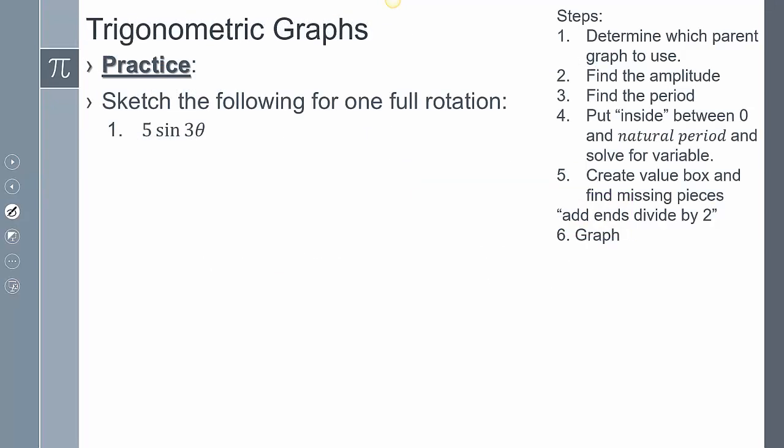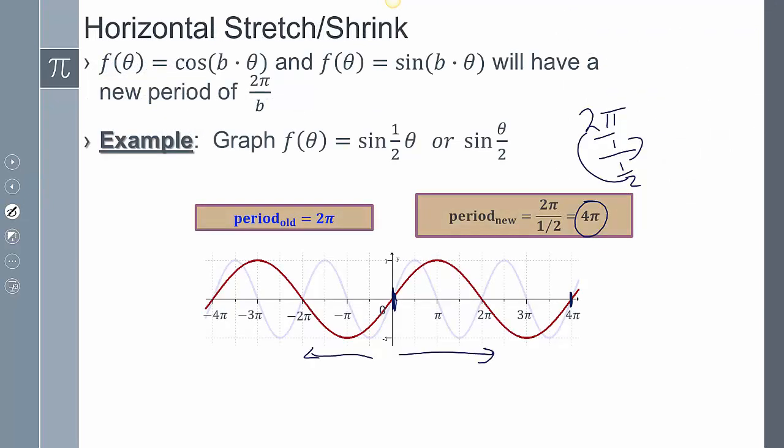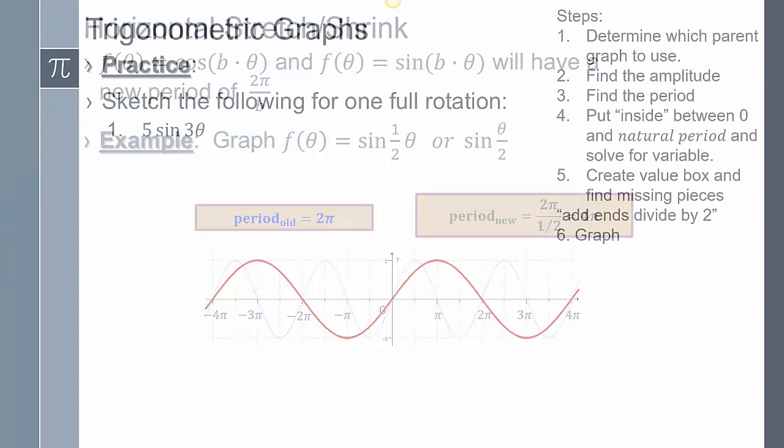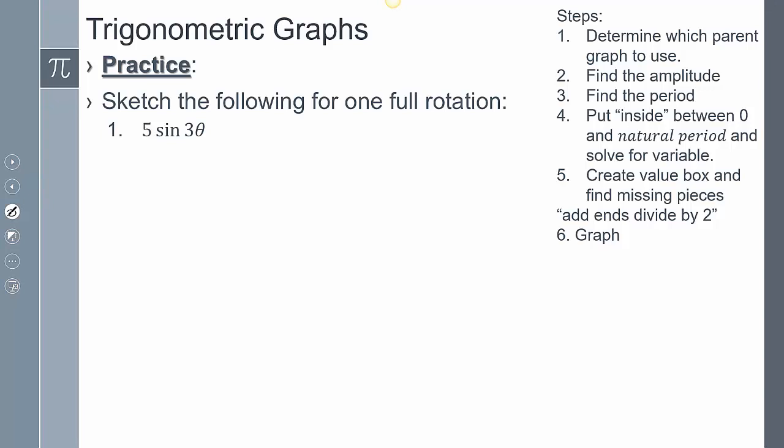And so now what we're going to do is sketch the following, one full rotation: 5 sine of 3 theta. The reason why we're going to spend some time actually graphing it is because originally I said the important values were 0, pi halves, pi, 3 pi halves, and 2 pi. Well, notice these values changed. It's 0, pi, 2 pi, 3 pi, 4 pi. How do I find those values? That's what we're going to go into a little bit more.